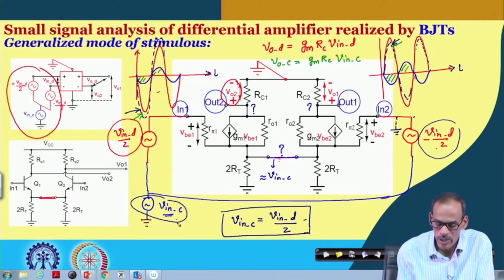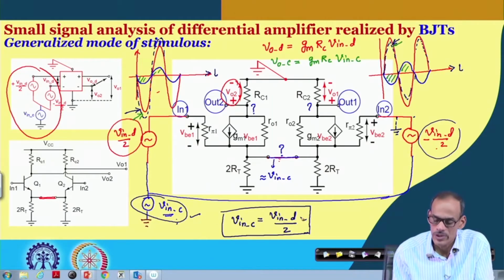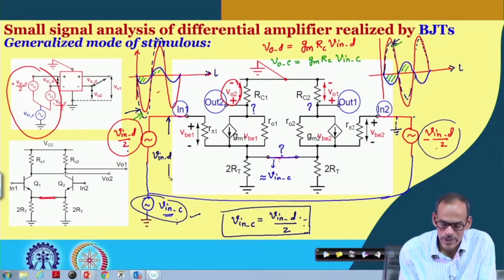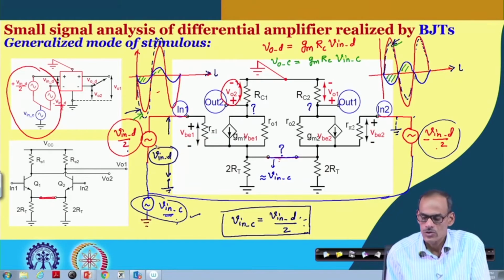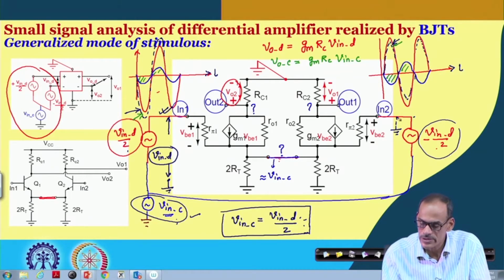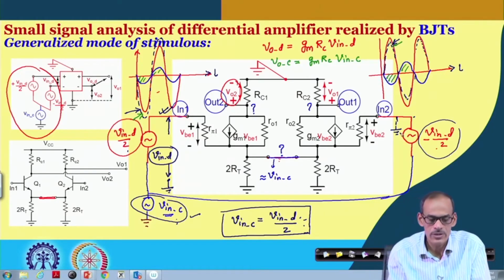On the other hand, if I am having this signal equal to V in D by 2, this V in D by 2 and this V in D by 2 together give us V in D. So, the signal at this point with respect to ground is V in D by 2. Such a kind of stimulus, namely if we have a signal only at one side and the other side is, say, ground, is referred to as pseudo differential stimulus.